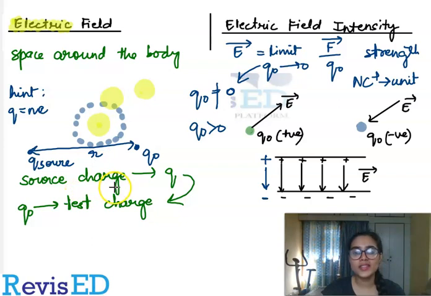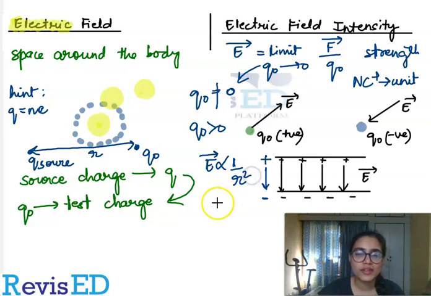So we can say that the electric field due to Q, the source charge, on Q naught is given by this formula. We can also say that this electric field is proportional to the inverse of the distance square, right? How this is happening, we are going to see in the next class, that is, why it is exactly proportional to r square.